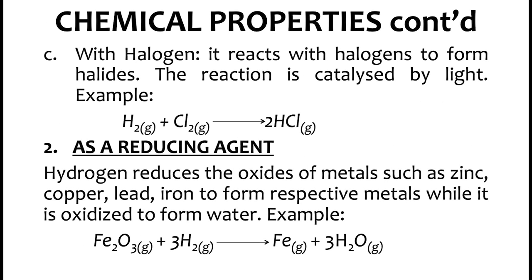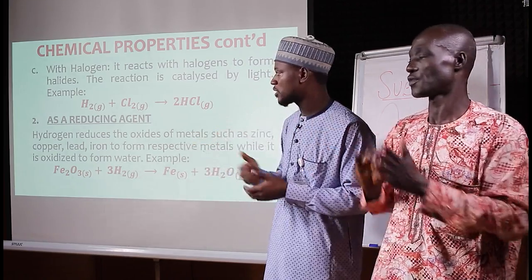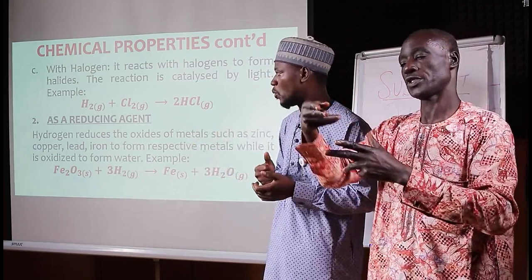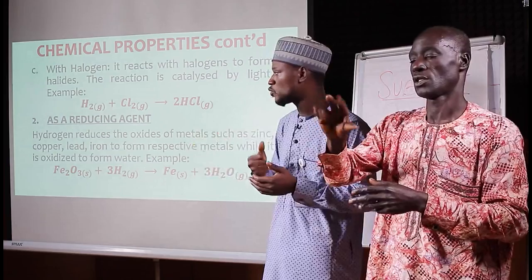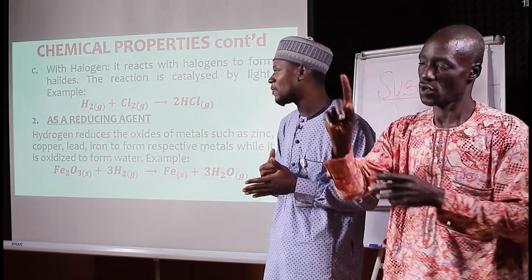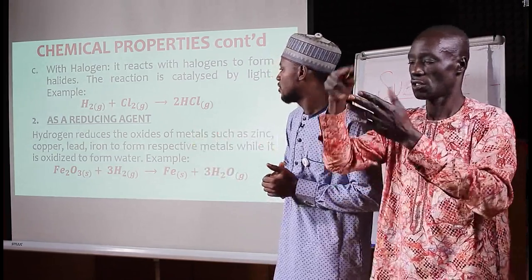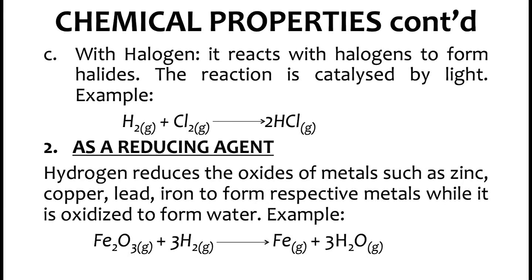Another reaction is that it reacts with halogens. Reaction with halogens, that are the elements in group 7. It forms halide. The reaction is catalyzed by light, so it is called photocatalytic reaction or photolysis. Example is the reaction between hydrogen and chlorine. 1 molecule of hydrogen gas reacts with 1 molecule of chlorine gas in the presence of light to produce hydrochloric acid, that is 2 molecules of hydrochloric acid.